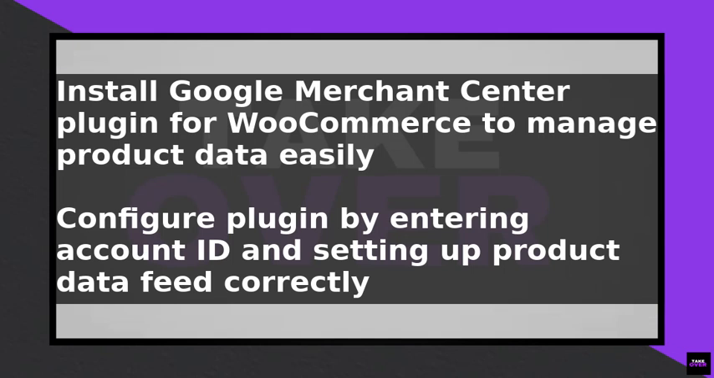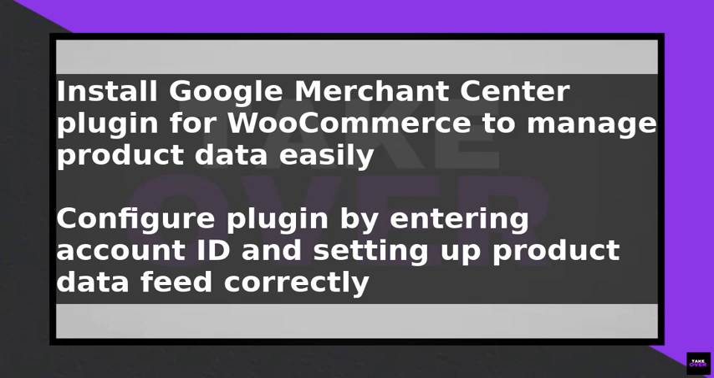After verifying your business, you need to set up your WooCommerce store. Install the Google Merchant Center plugin for WooCommerce, which allows you to easily manage your product data and sync it with Google Merchant Center. Configure the plugin by entering your Google Merchant Center account ID and setting up the product data feed. The product data feed is a crucial step as it allows Google to access your product information.